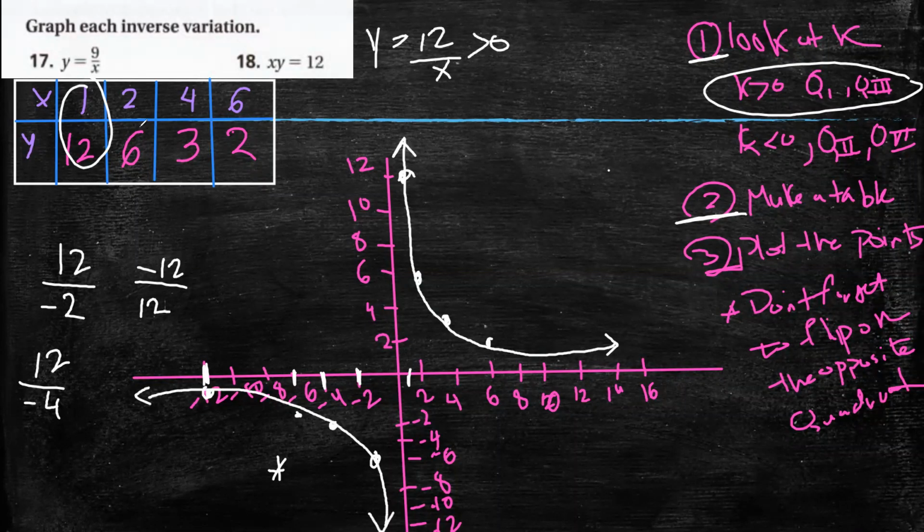You will find that this is a graph for 12 over x, whereas the graph is on the first and on the third quadrant.